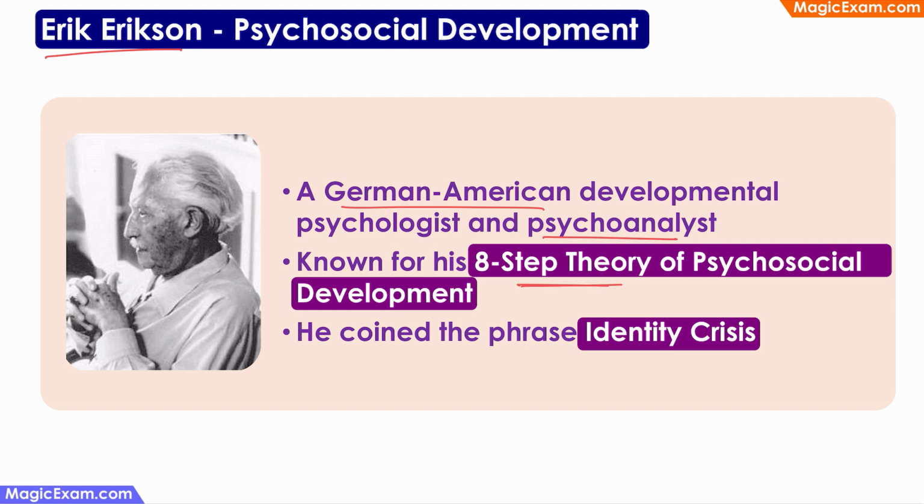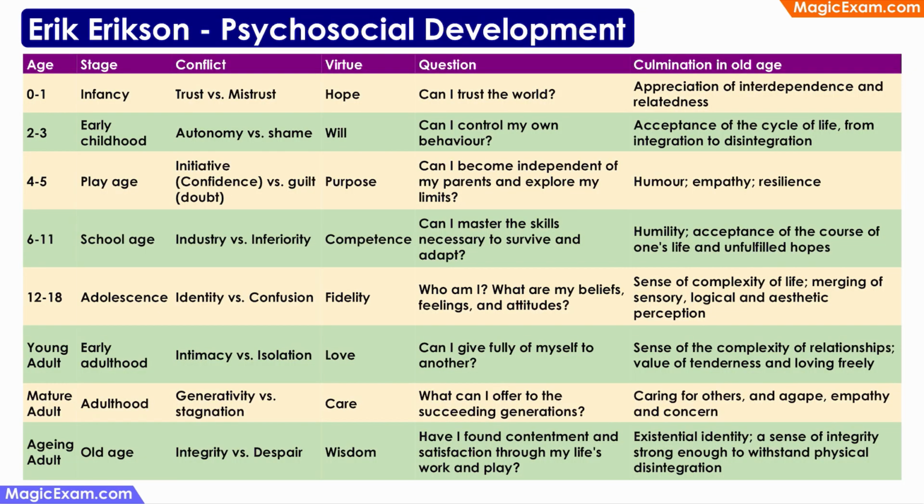He's also well known for the fact that he coined the phrase identity crisis, which is very frequently used these days. This is the table that is depicting Erik Erikson's 8-stage theory of psychosocial development. You don't have to worry much about this theory, as I have mentioned, because very rarely will you see any questions going into the depth of this theory. But just to be on the safer side, we'll just have a brief overview of what this theory is all about.